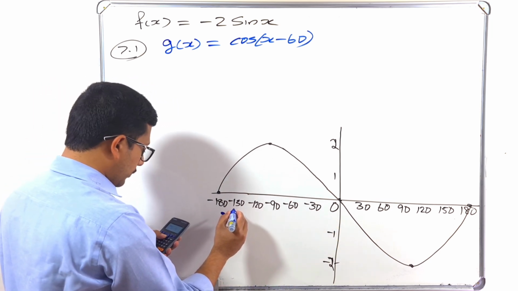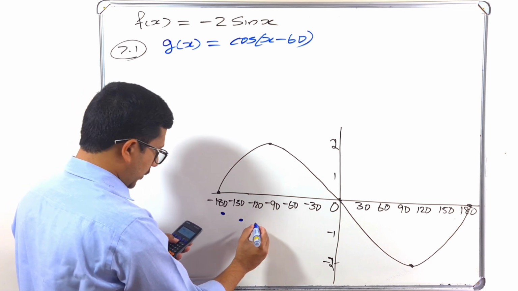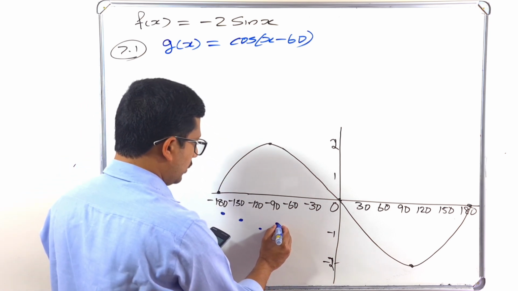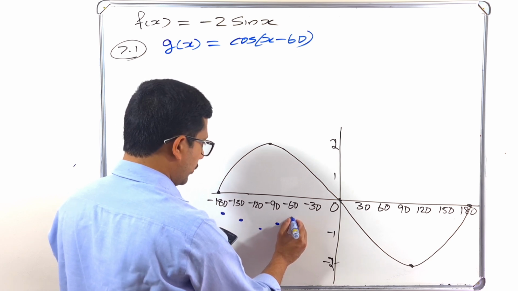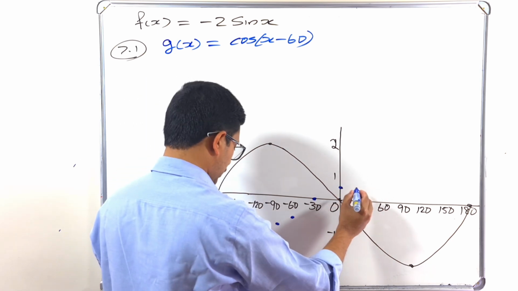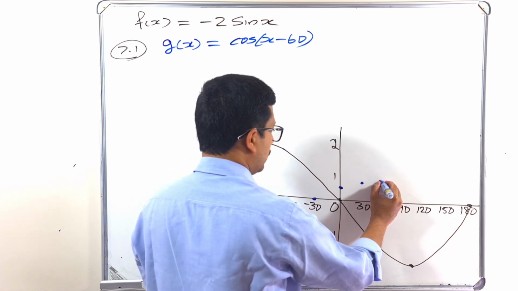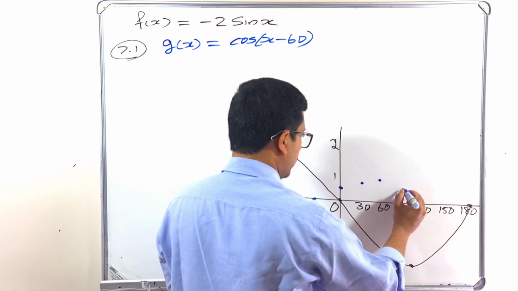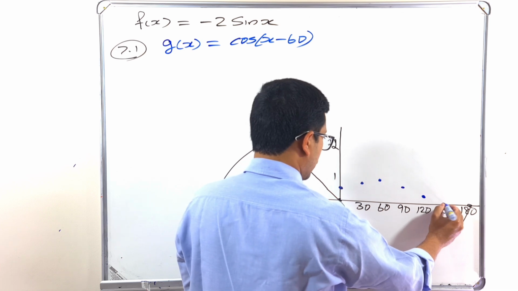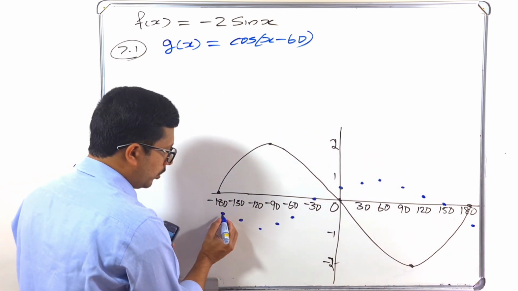So there you go: minus 180 gives minus 0.5, minus 150 gives minus 0.86, minus 120 gives minus 1, minus 90 gives minus 0.86, minus 60 gives minus 0.5, minus 30 gives 0, 0 gives 0.5, 30 gives 0.86, 60 gives 1, 90 gives 0.86, 120 gives 0.5, 150 gives 0, 180 gives minus 0.5. Now you have to join these points.